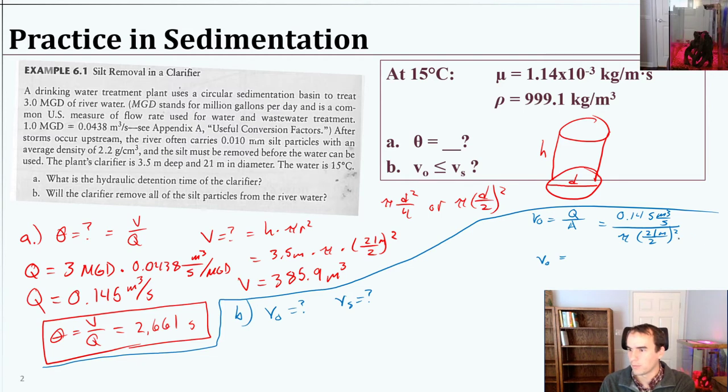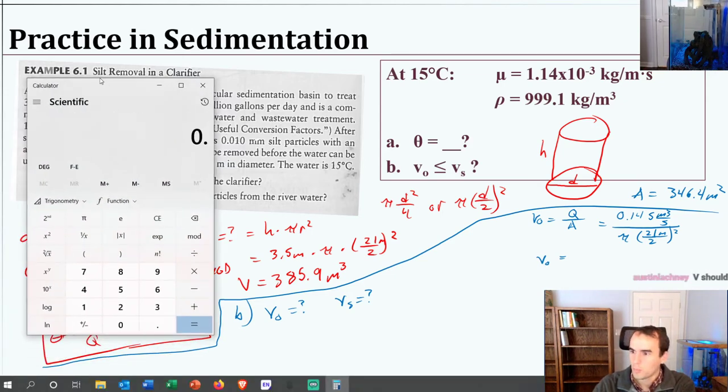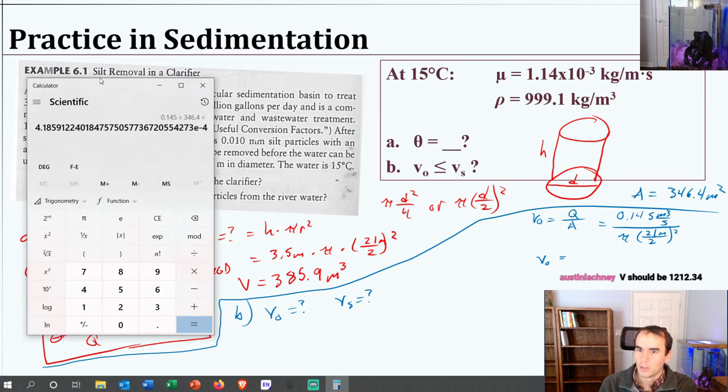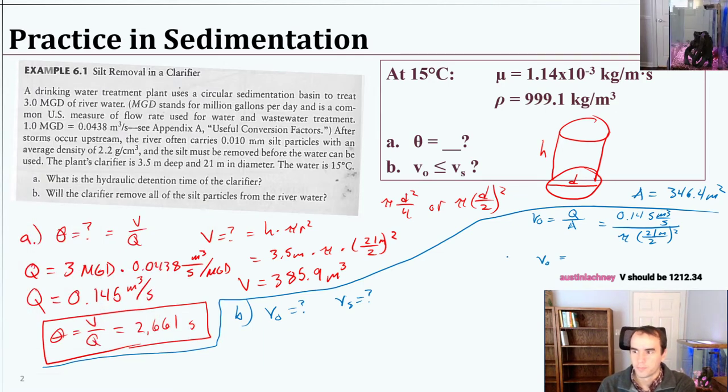Okay, so the area, by the way, equals 346. So I know that my previous answer was wrong. So I need to come back and fix that. So then our V naught is going to be 0.145 divided by our area, which is 346.4. Okay, so that's going to be 4.2 times 10 to the minus 4, essentially. We'll say 1.9 times 10 to the minus 4th meters per second.